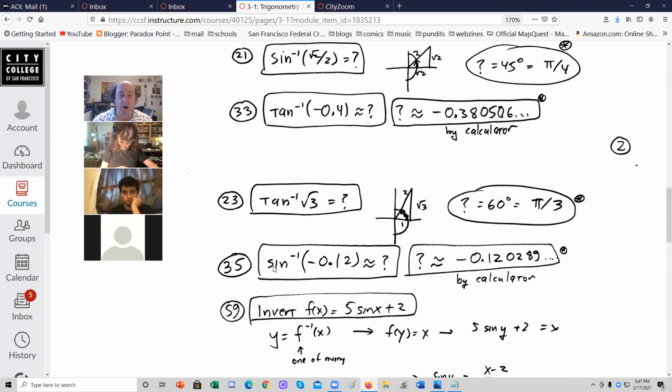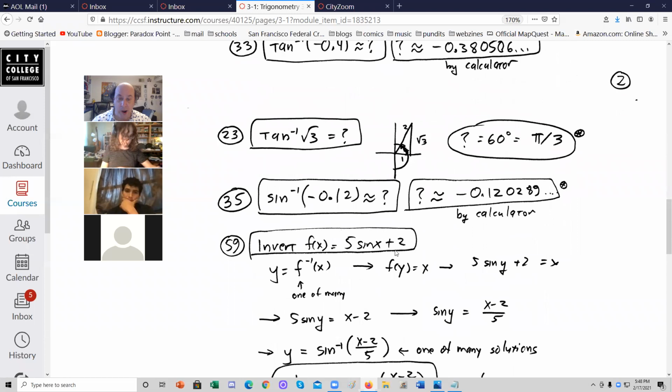Here they're asking for arcsine of -0.12. Again, we can use the calculator in radian mode and get -0.12028, etc. This one is a little unfair. Invert f of x equals 5 sine x plus 2. Well, as I noted, the arcsine is really only a branch of x equals sine y. So really, there are infinitely many ways to invert sine. But I'll do the main one.